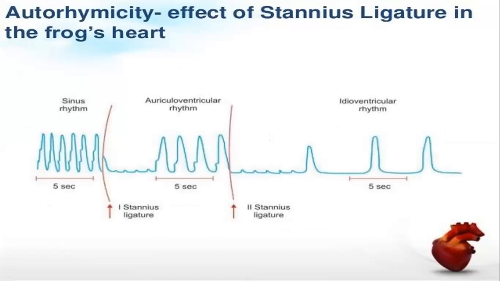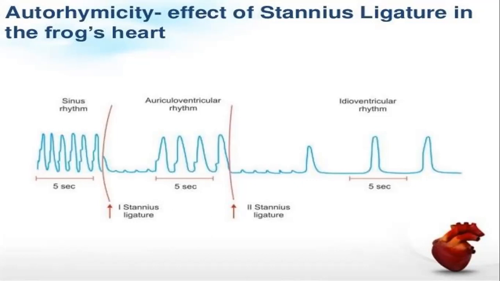As a result, after some time, you can see here, there is a period of pause followed by another rhythm that is generated, which is called the atrioventricular rhythm. But you can see here, the rate is much slower. Now you put another ligature between the atria and the ventricle. This is the second Stannius ligature.